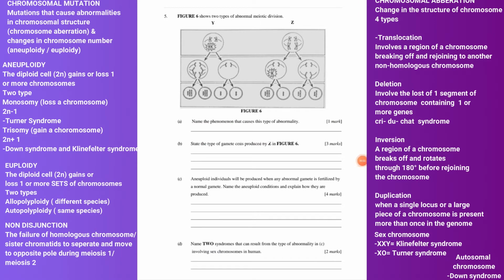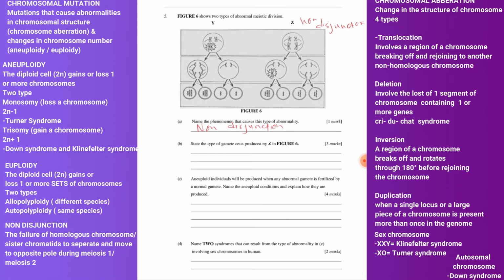Figure 6 shows 2 types of abnormality of meiotic division. So now this diagram is referred to non-disjunction. What is meant by non-disjunction? The failure of homologous chromosome or sister chromatid to separate and move to opposite pole. So A, name the phenomenon that causes this type of abnormality. The answer is non-disjunction.